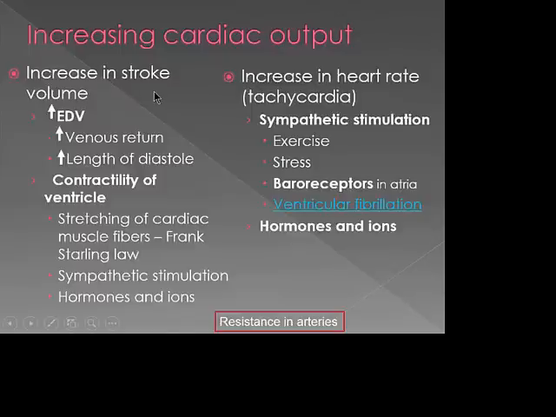Another way to increase stroke volume is increasing the contractility of the ventricle. The Frank-Starling law is very similar to what you did with skeletal muscle. In skeletal muscle, you remember those actin and myosin filaments? When the muscle contracted, the actin and myosin filaments overlapped each other.